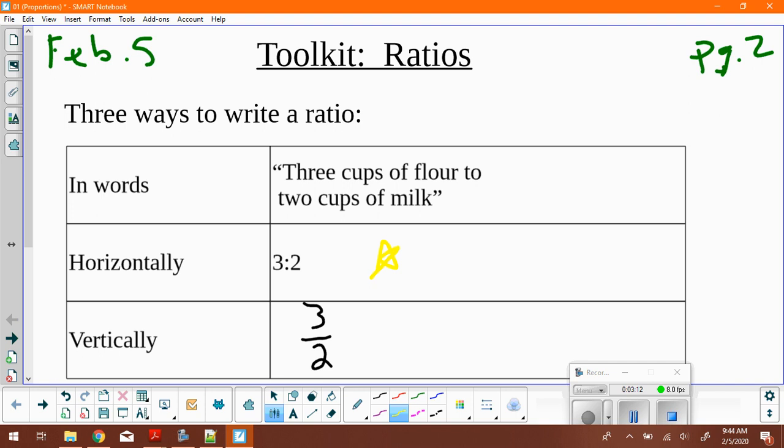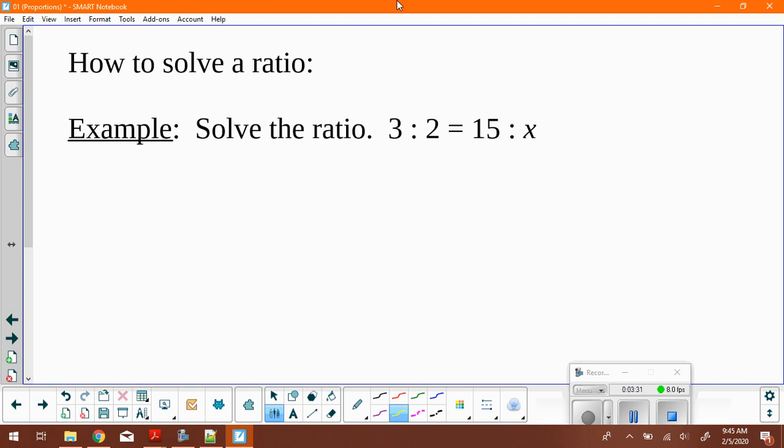Again, if you need to, please pause this video to make sure everyone has enough time to get things down, and then we're going to talk about solving ratios. It's part of the same toolkit, so just add it underneath. The main skill or application here again is how to solve one. If I have pieces, how do I solve for the missing quantity? So we're going to solve the ratio 3:2 is equal to 15 to x. 15 to something. What's the something?